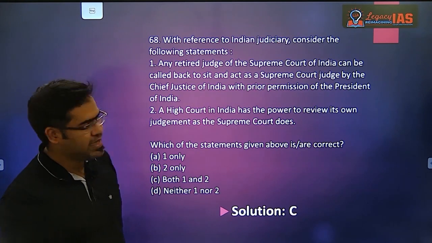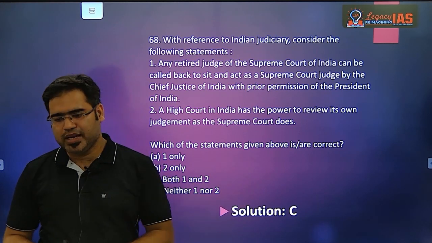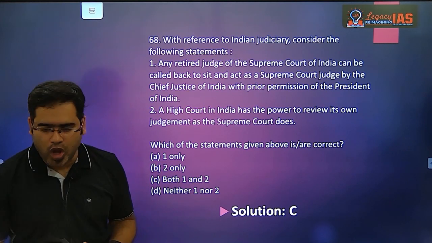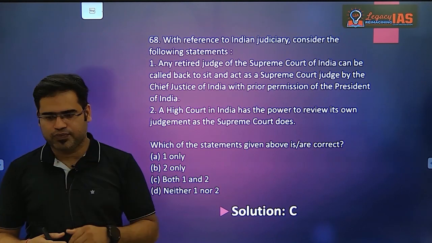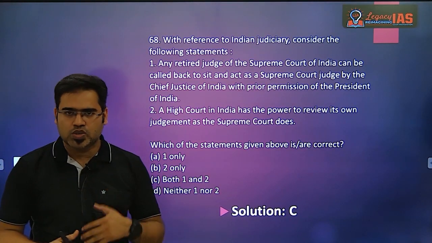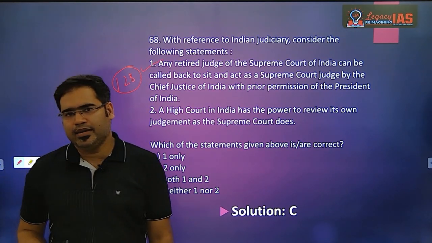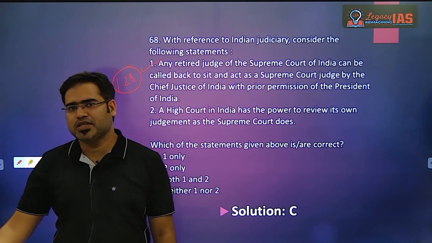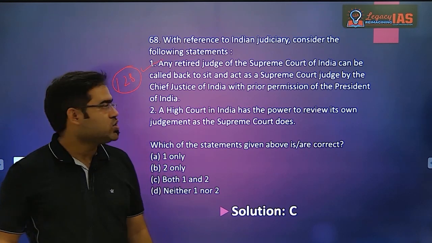Next, question number 68. With reference to the Indian judiciary, consider the following statements. The first statement is: any retired judge of the Supreme Court of India can be called back to sit and act as a Supreme Court judge by the Chief Justice of India with prior permission of the President of India. Is it correct or not? Under Article 128 there is a provision that the Chief Justice of India can call a retired judge with the permission of the President of India, but that judge will not be called a judge of the court. Correct? So this first statement is correct.